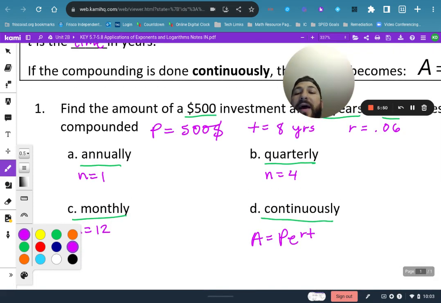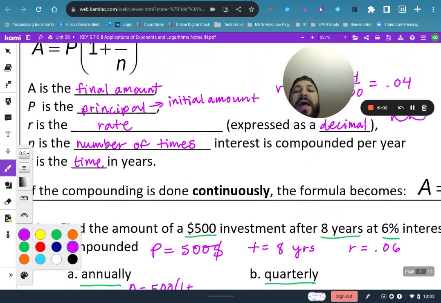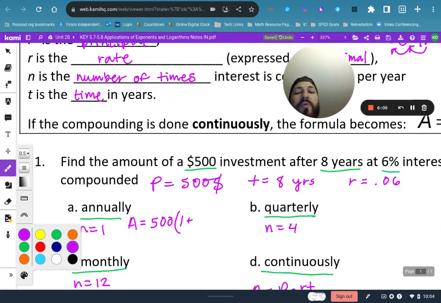We have A is equal to, which is what we don't know, so A is equal to 500 for our P times 1 plus R divided by N. So 0.06 divided by N, which is 1. And then raised to the power of N times T. So 1 times 8. And this is all good to go for me to just type straight into my calculator.